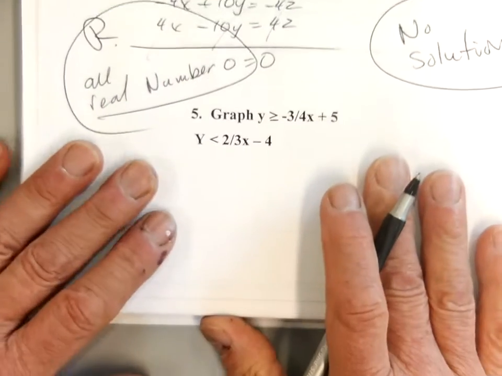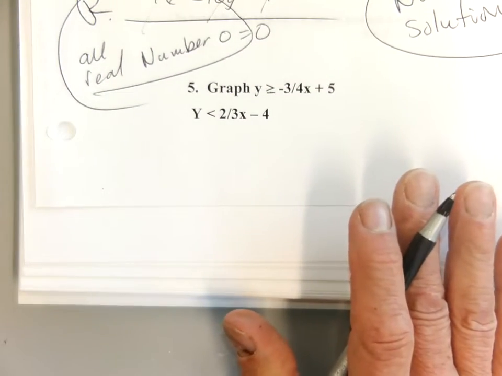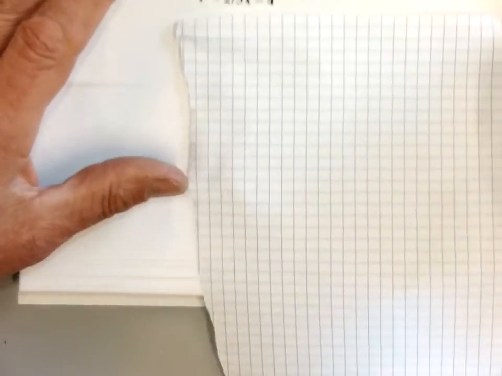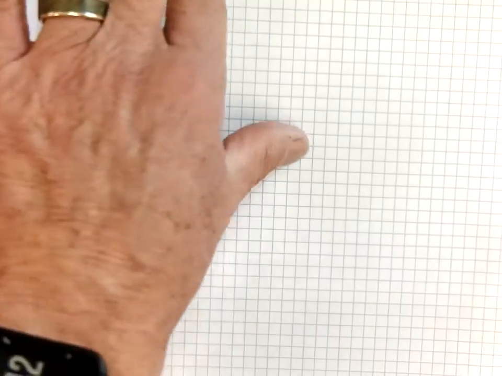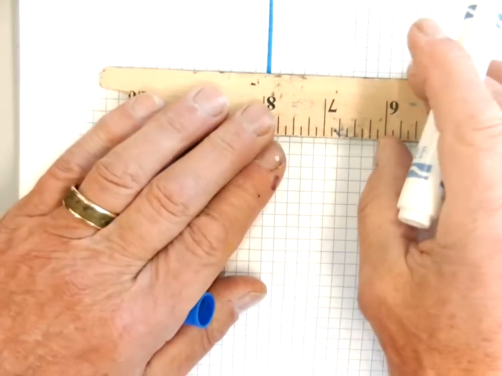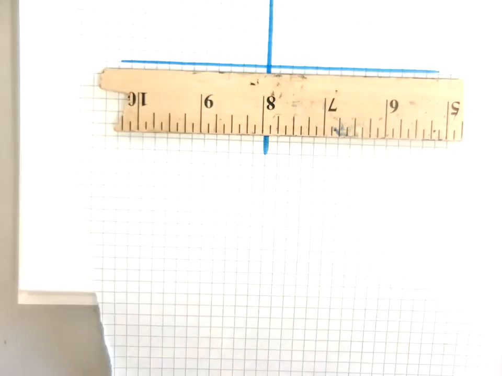Okay. All right, number 5. I'm going to need a piece of graph paper, but that's easy. I'll just find my graph paper around here somewhere. All right. Give me a second while I get a piece of graph paper out. So, slide this up. Put my x-axis and my y-axis.